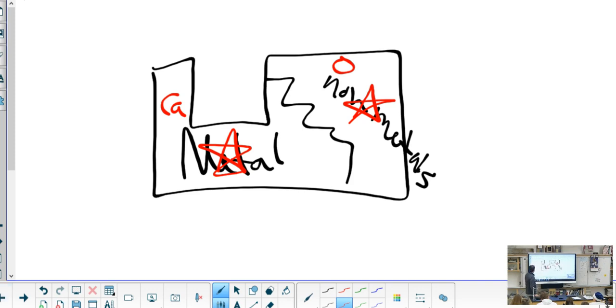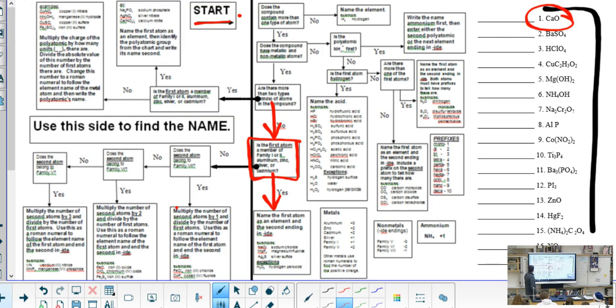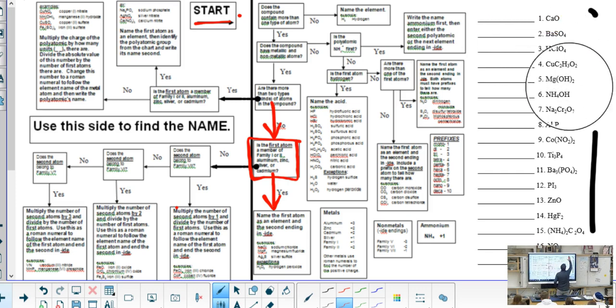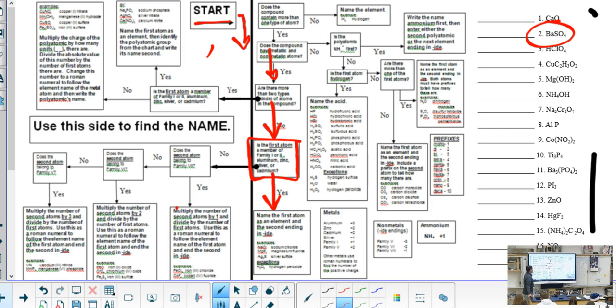So the next one is BaSO4. Let's just attack that one. Definitely more than one thing, right? Does it have metals and nonmetals? Yes. Everyone put your finger on there so I know you're following along with me, please. Are there more than two kinds this time? Yes, there are. There's Ba, there's S, and O. That's three things. That's more than two.